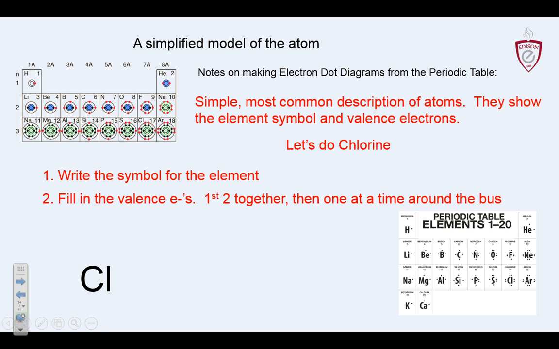We're going to put the first 2 together. 1, 2. Okay, so now I have to put 5 more dots in. But this is the key: one at a time around the bus. 1, 2, 3, 4, 5. How come I didn't put 3 at the top?